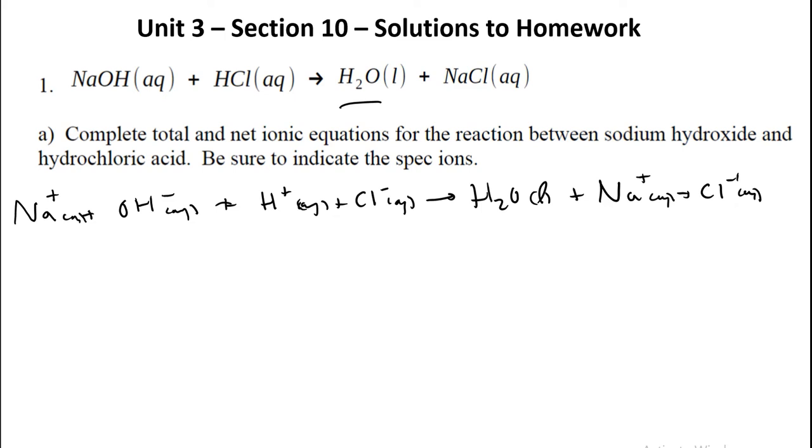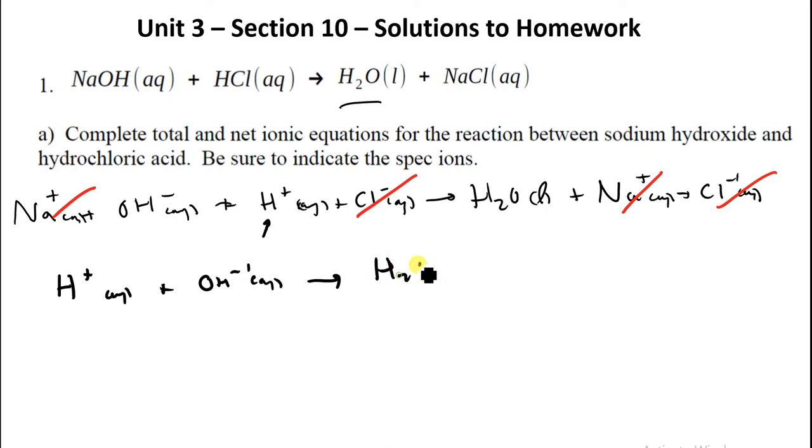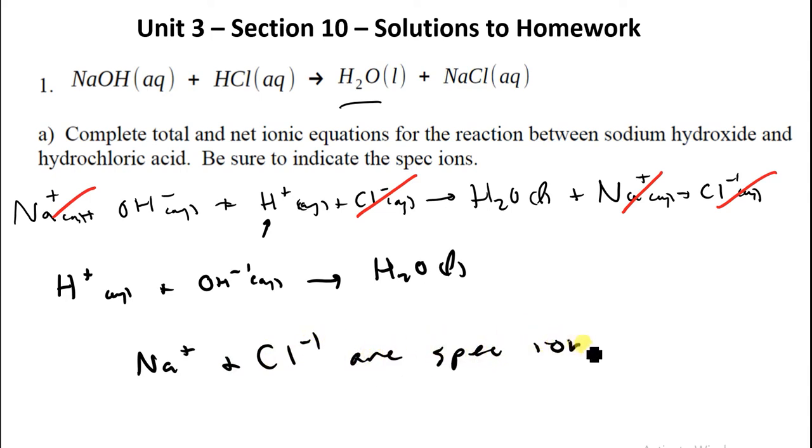Now we're going to cancel some things out. So sodium is exactly the same on both sides of our arrow. Chlorine is exactly the same on both sides of our arrow. Leaves us with our net ionic equation. I'm going to write the H first though. H plus aq plus OH minus aq gives us a water. And Na plus and Cl minus are spectator ions in this neutralization reaction. Excellent.